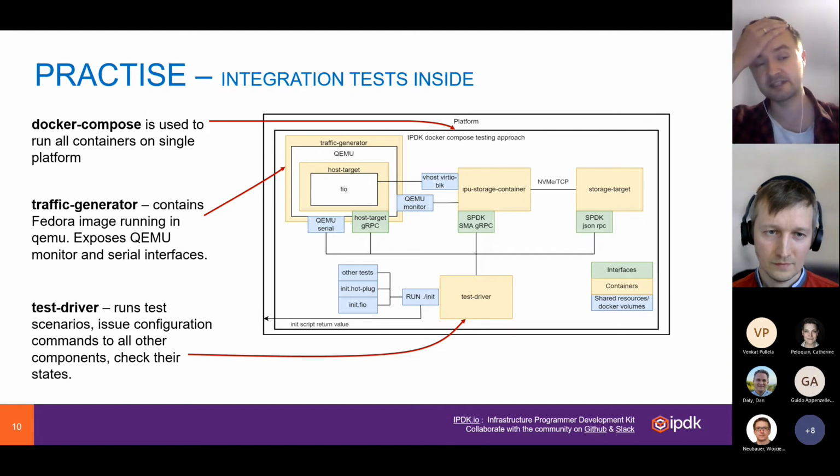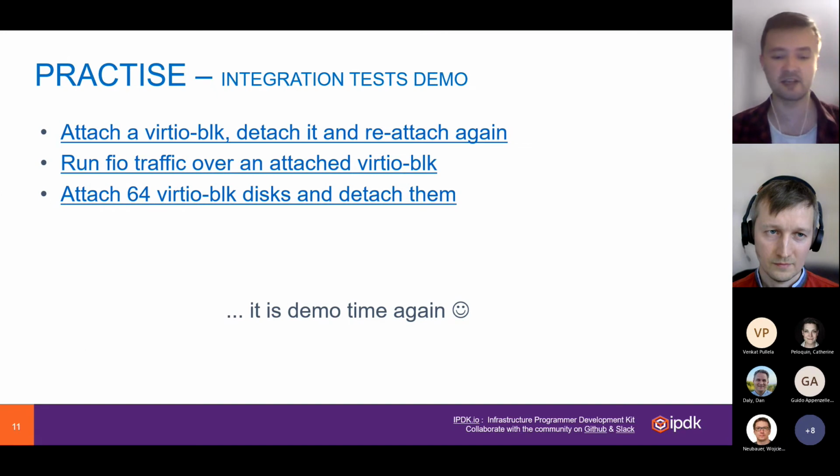Currently we've got three test cases. In the first one, we attach virtio-blk, detach and reattach it again, and check all the time that we've got the required number of virtio-blk devices, right? In the second, we run FIO traffic over one of the devices. And in the third one, we demonstrate our scale-out scenario. We attach 64 virtio-blk disks, and then we detach them, right?